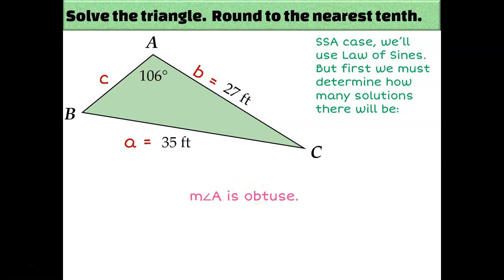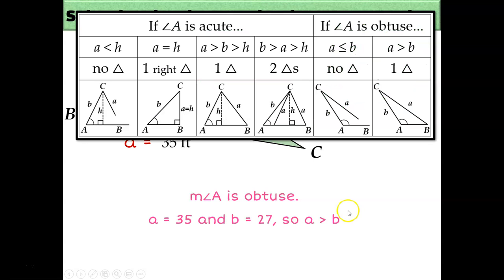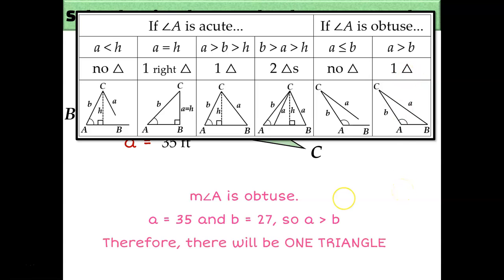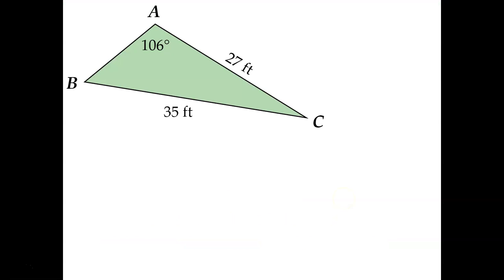All we need to do if angle A is obtuse is compare the length of A and B. A is 35 and B is 27, which means A is longer than B. So if we look at our chart, if A is bigger than B, then there is exactly one triangle that satisfies those measurements. So let's see what it is.